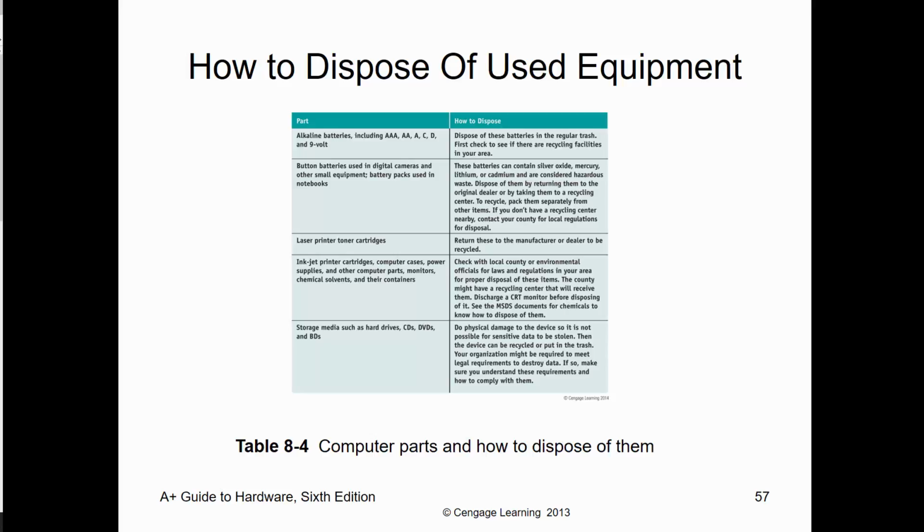Things like AA batteries or toner cartridges have specific ways to dispose of them. Make sure you understand the appropriate rules for the region you're in and how to get rid of things like DVDs, inkjet ink, toner, or batteries. That way you can do it legally.